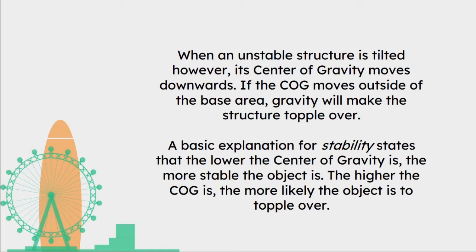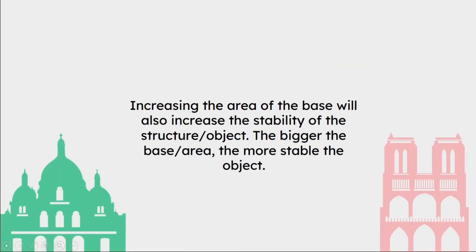A basic explanation for stability states that the lower the center of gravity is, the more stable the object is. The higher the COG is, the more likely the object is to topple over. Increasing the area of the base will also increase the stability of the structure or object. The bigger the base or area, the more stable the object.